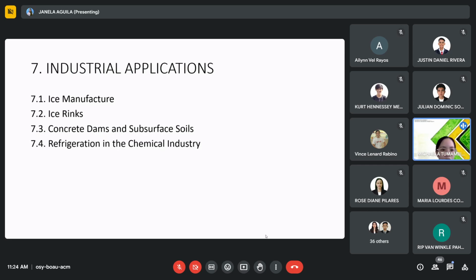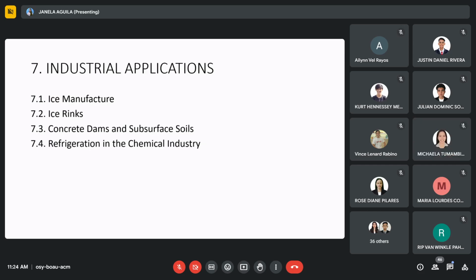And lastly, the refrigeration in the chemical industry. So it is used for cooling reaction, condensing gases, and liquefying gases for storage and transportation. Refrigeration systems help maintain specific temperature conditions required for chemical reaction. This ensures the product quality and the process efficiency. They are also employed in the purification of certain chemicals through processes like distillation and crystallization.